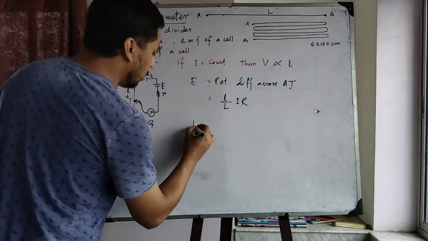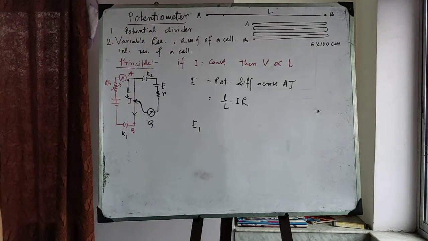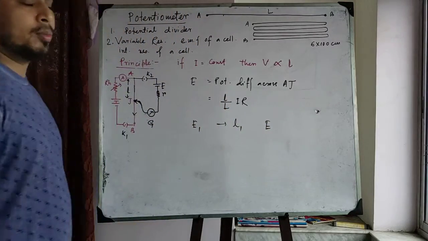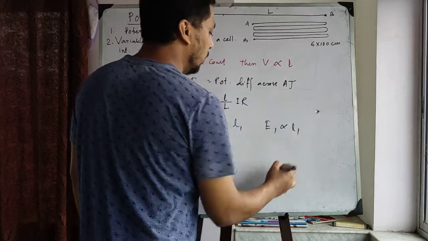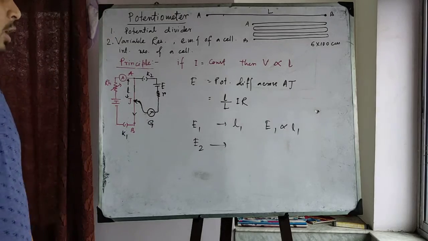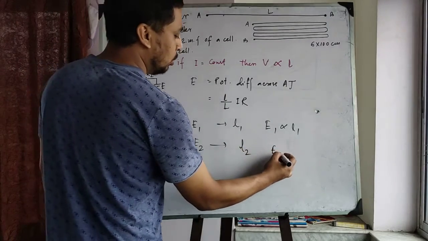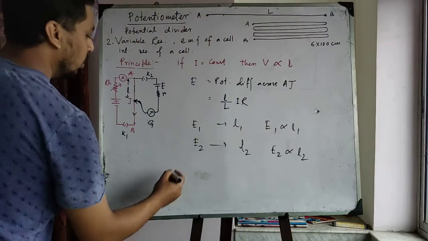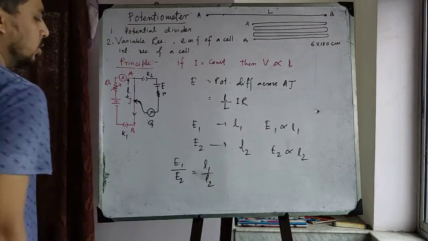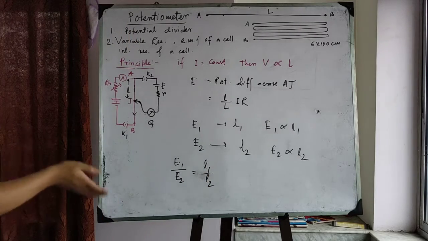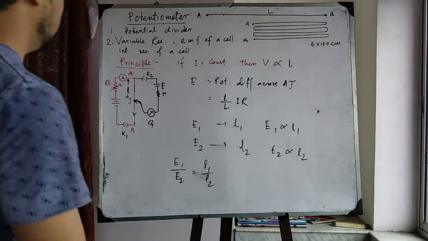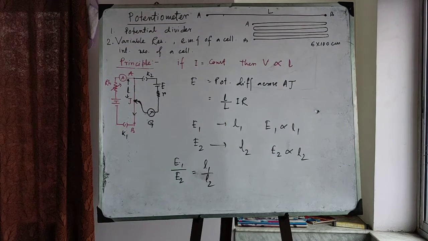Suppose for the first cell, say E1, we have the null point at l1. As is evident from the above equation, E1 is proportional to l1, and for another cell, say of EMF E2, we have the null point at l2. So E2 is proportional to l2. Therefore, we have E1 by E2 equal to l1 by l2. Thus, we can compare the EMF of the two cells, and if one is known and one is unknown, then we can determine the EMF of the unknown cell.